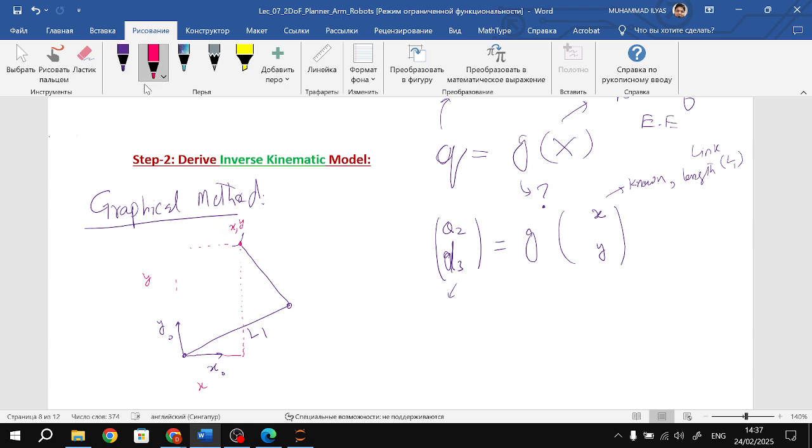So what is the graphical method? You make some triangles on top of your kinematic diagram. These triangles can be right angle triangles or not. If they are right angle triangles, then your life will be easy, as you can apply the Pythagorean theorem, sine, cosine, this kind of thing. But if they are not right angle triangles, then you have to apply the law of cosines and maybe some other trigonometry to find the angles of the joint variables.